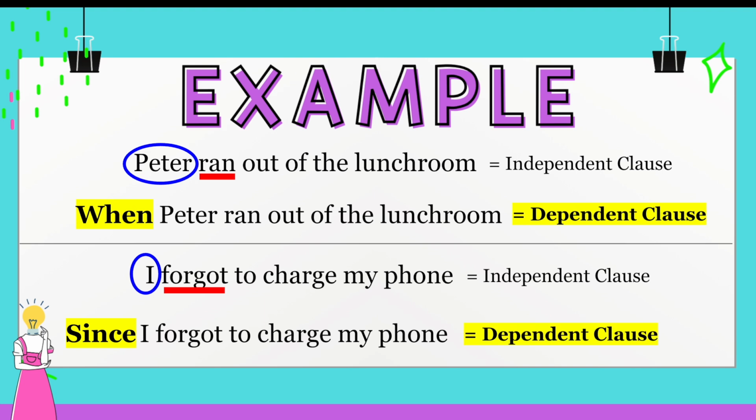Since I forgot to charge my phone, what happened? Could you not get a text from that special someone that you were waiting on? I don't know. Did you miss like your mom's instructions on what to do after school, and now you're like, how do I get home? These are things we need more information about, so therefore it's dependent.